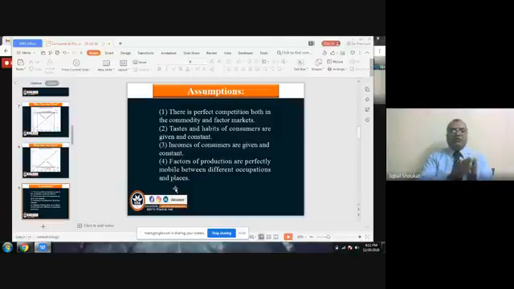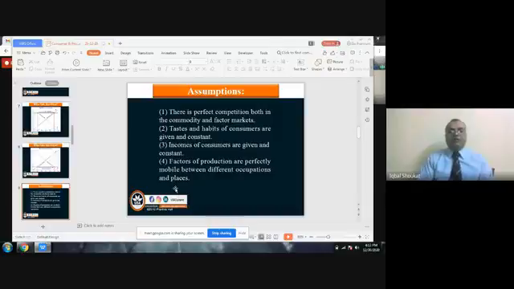The consumers and the producers will have to follow the market prices and market conditions, whatever they want to sell in the market. Then the taste and habits of consumers are given and constant. Whatever preferences the people have shown in the market according to the availability of the product, there shouldn't be any change. That should remain the same.